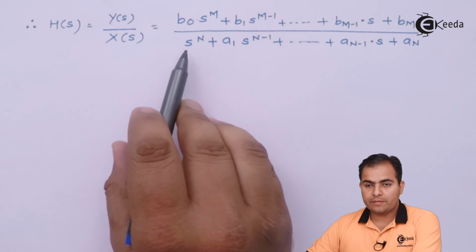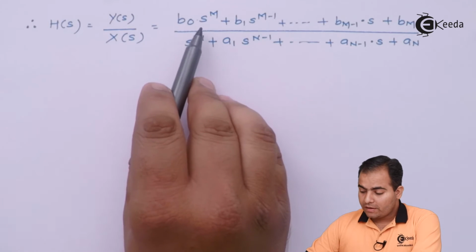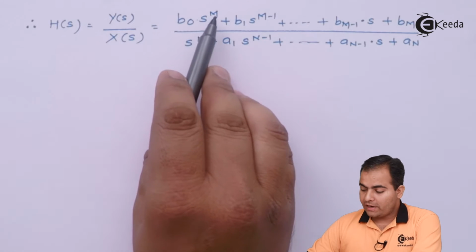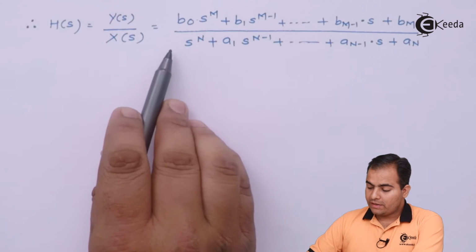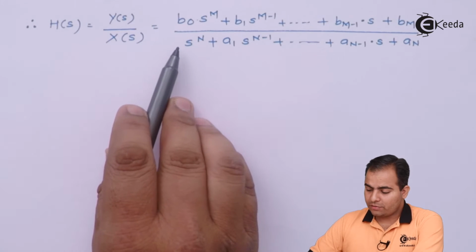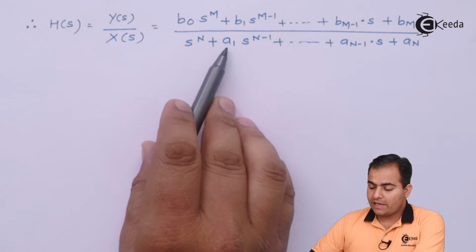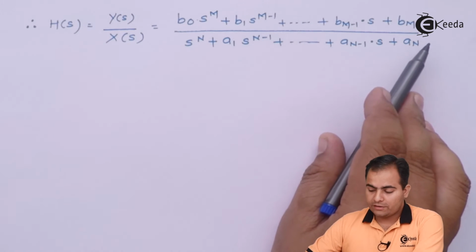b terms and in the denominator we have all the a terms, but much more important one is here the first value is b0 where the order of s is m, and the last value is bm where the order of s is 0. Here the a0 was not there because it is constant and we never considered it. So s raised to n comes first, and then the next term is a1 s raised to n minus 1, and the last one is an where s to the power is 0.